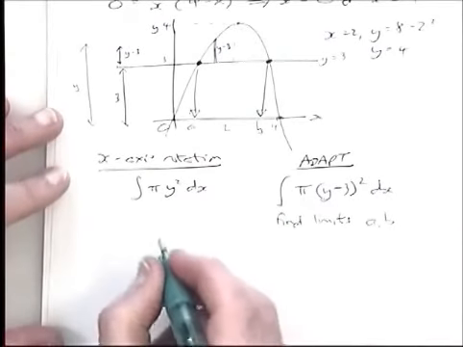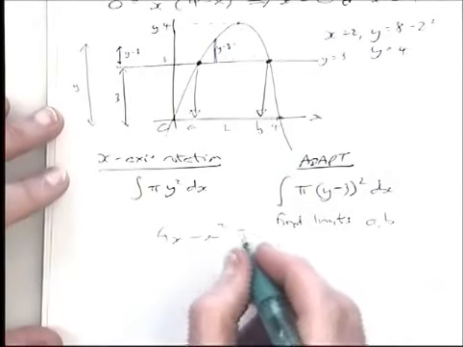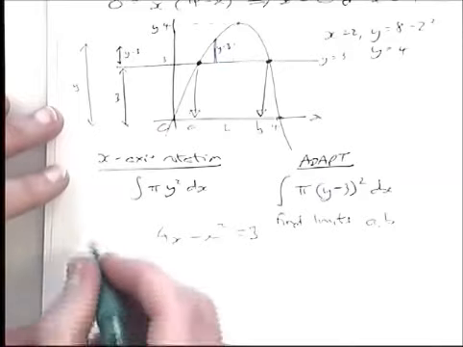The red line is the equation 4x minus x squared. The green line is y equals 3. Set those equal to each other and solve them. That's spot on.